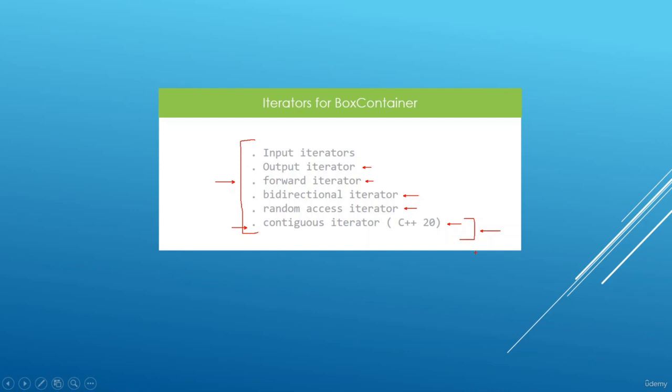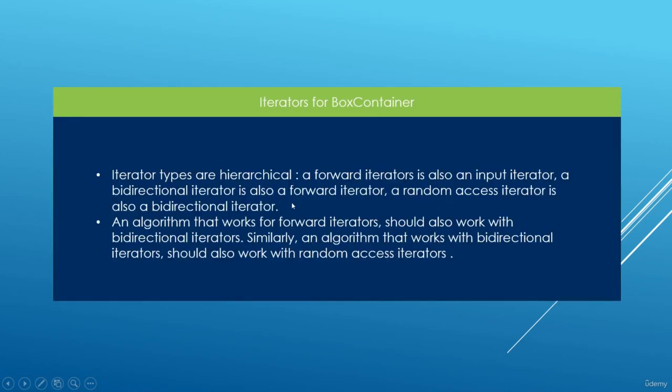Okay, so the main goal of this chapter really is to be able to build iterator support for Box Container. And from what we know, iterator types are really a hierarchy. A forward iterator is also going to be an input iterator. A bidirectional iterator is also going to be a forward iterator. And a random access iterator is also going to be a bidirectional iterator. So if an algorithm needs a forward iterator, you can either pass in a forward iterator as is, but you can also pass in a bidirectional iterator or even a random access iterator. They are going to work, and they make a hierarchy that you can use to do these things.